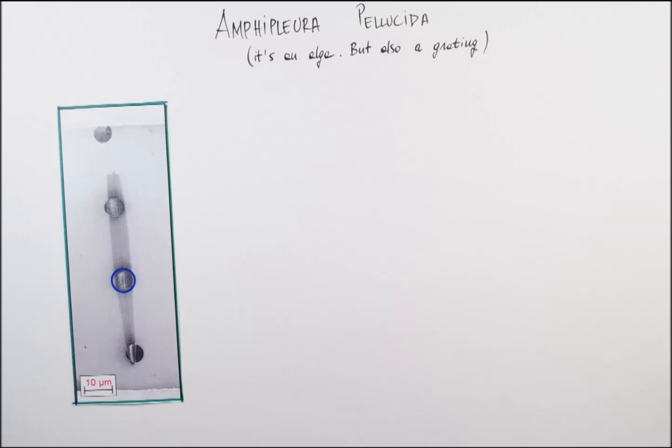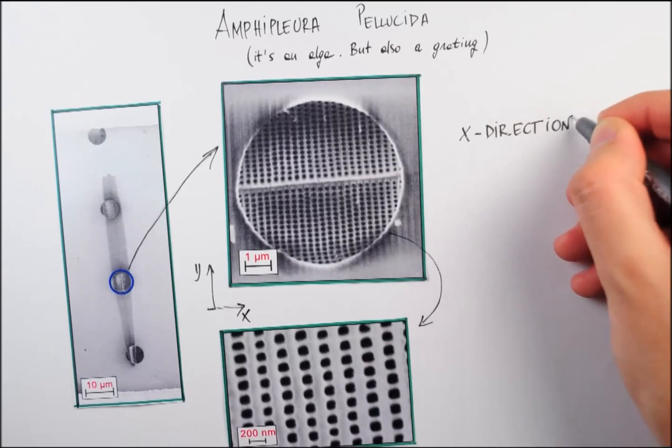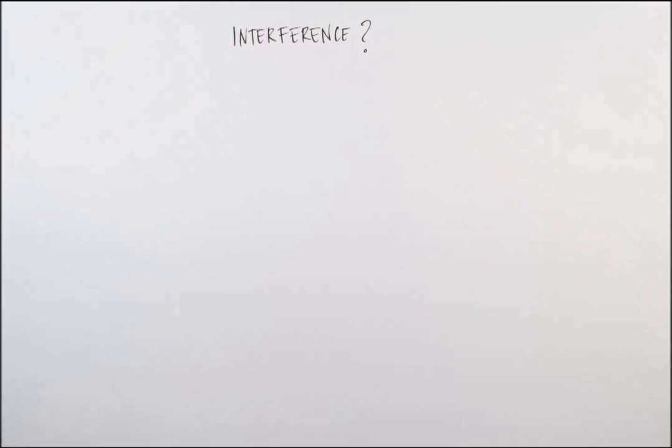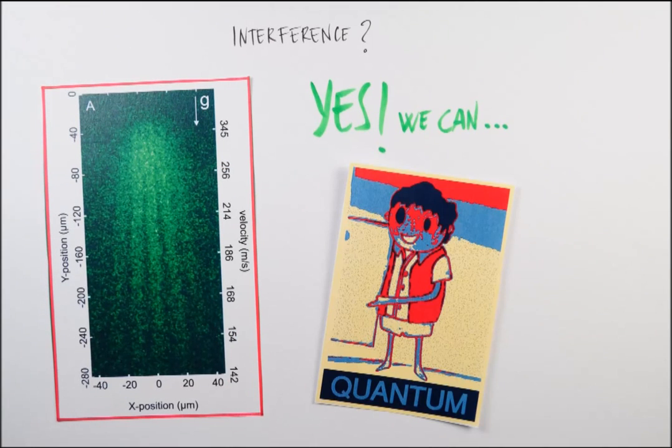This is a picture of an Amphipleura Pellucida skeleton, a type of marine alga. This alga shows a nanometer-sized periodic architecture in two directions. In particular, we can see that there's a 205 nanometer hole separation along the X direction and 120 nanometer pore opening. Now what happens if we send our molecules one after the other through the alga? Can we see interference? The answer is yes. We managed to delocalize a particle through the pore of a biologically grown nanostructure.